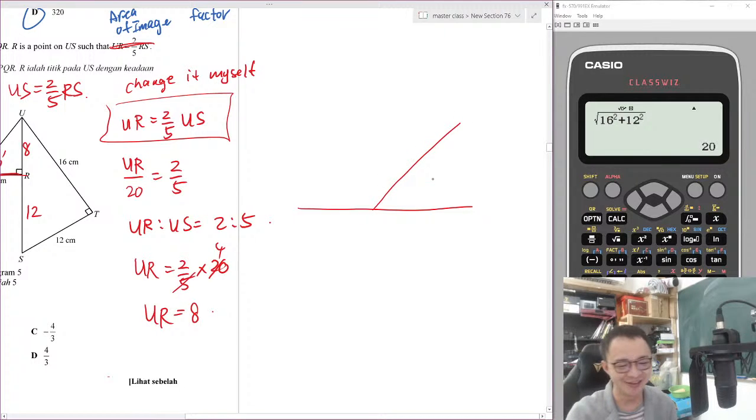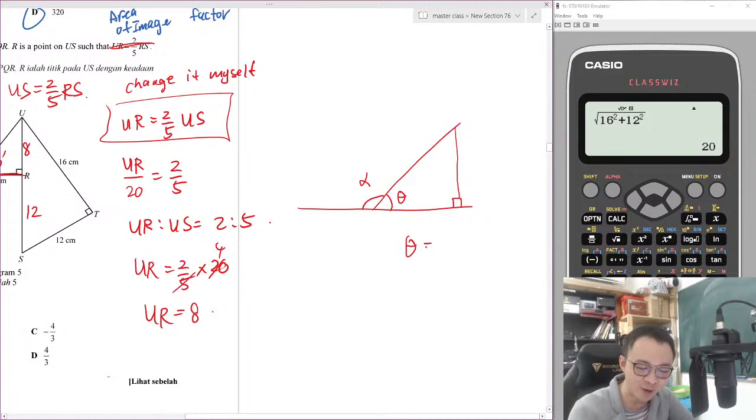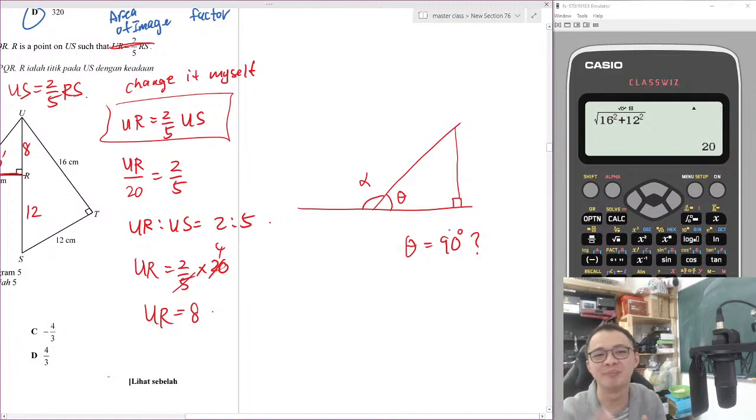Let me try to explain. Let's say this is a triangle, and this is already 90 degrees. Let's say I have a theta and an alpha. Right now, we want to do some guessing here: will theta equal 90 degrees or not? Is it possible for theta to equal 90 degrees? If I want to make theta maximum, extremely big, is it possible for theta to become 90 degrees or not? Not possible, right?